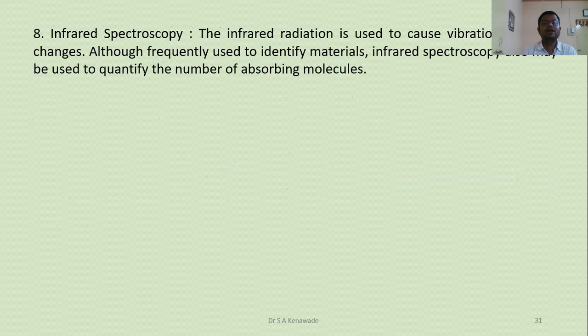The next one is infrared spectroscopy. In your syllabus, there is one part, infrared spectroscopy. In infrared spectroscopy, infrared radiation is used, and this radiation produces vibrational excitation in the molecule. Because of the excited vibrational energy, it can produce changes in the molecule, and the information about these changes is collected and analyzed. We get the structure of the molecule by means of infrared spectroscopy. Although frequently used to identify material, infrared spectroscopy may also be used to quantify the number of absorbing molecules.